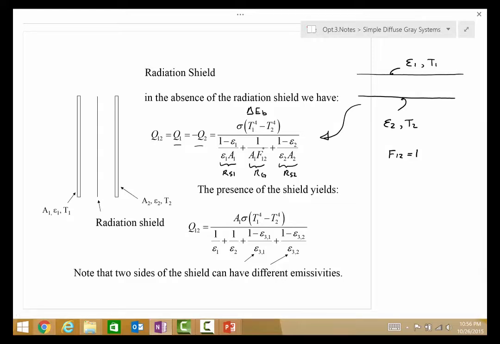Oftentimes, though, and you might think about a Dewar or other systems, you might want to have a very highly reflective radiation shield between these two surfaces. If I can't assure myself that I can get low emissivities for these surfaces or high reflectivities, what I might do is put this intermediate layer in there where I might choose the emissivities appropriately.